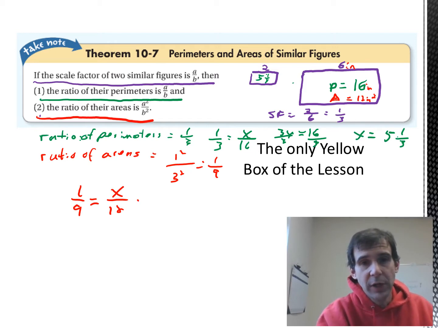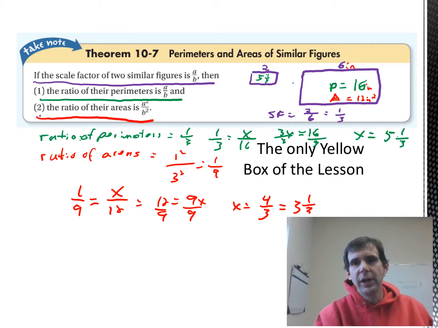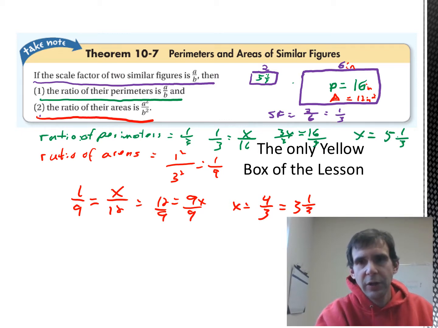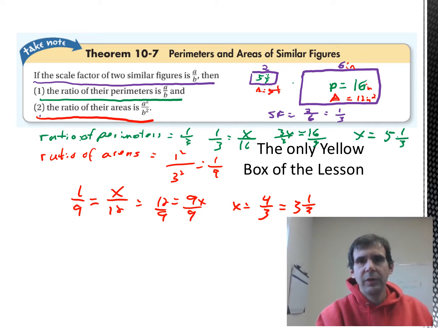So 1 times 12 equals 12 equals 9x. Divide by 9, divide by 9, and we're going to get x equals 12 ninths, which reduces down to 4/3, or 1 1/3 if we want to use a mixed number. So just like we did up here, the area down here is 1 1/3 square units.